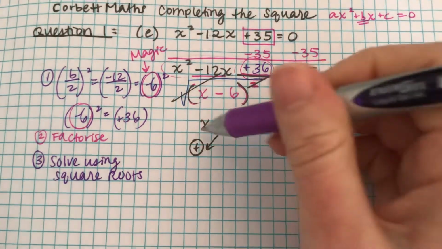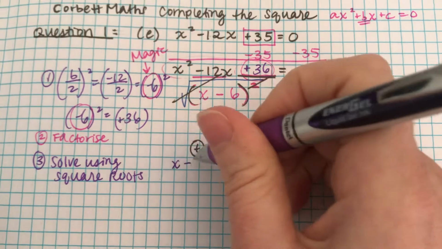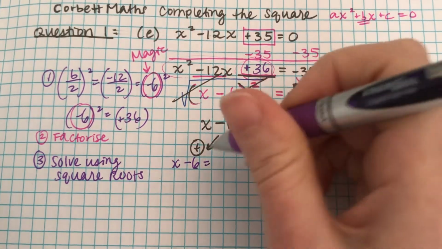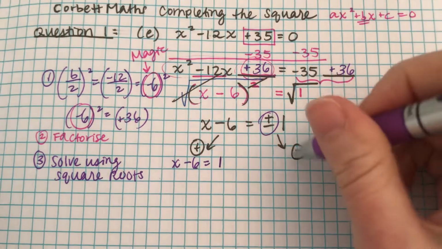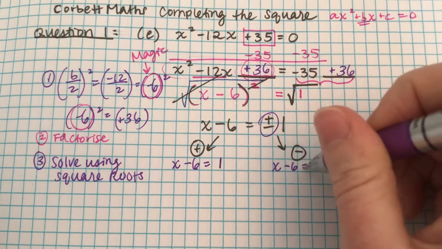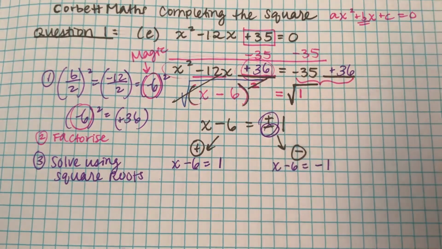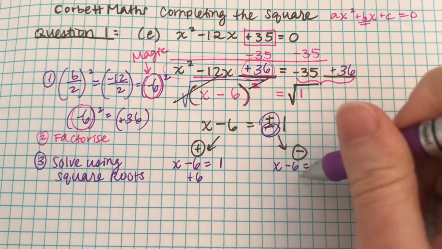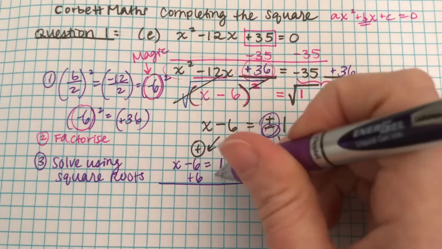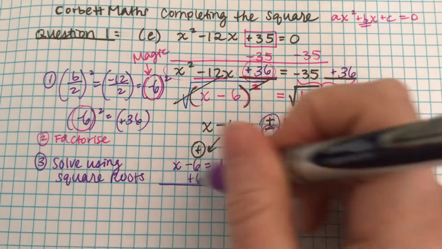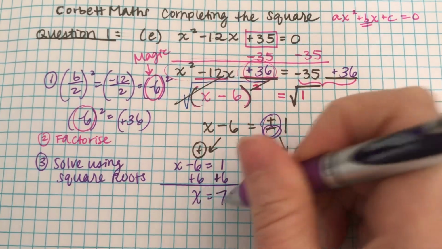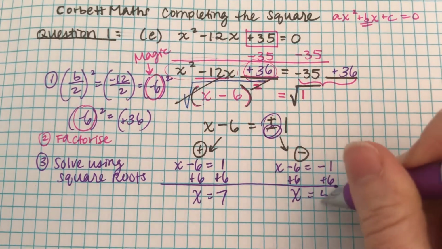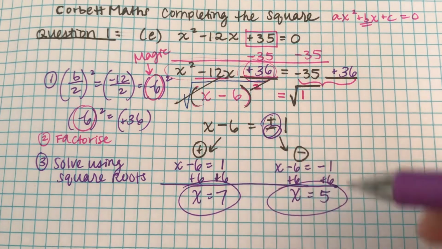So I'll recopy my equation down exactly as I see it, but instead of writing that plus or minus, I'll just keep the plus value. Over here, same idea, but just keep the minus value. And then we'll solve by adding 6 to both sides for each. So this becomes x equals 7. My solution over here is 5. So I have two different answers.